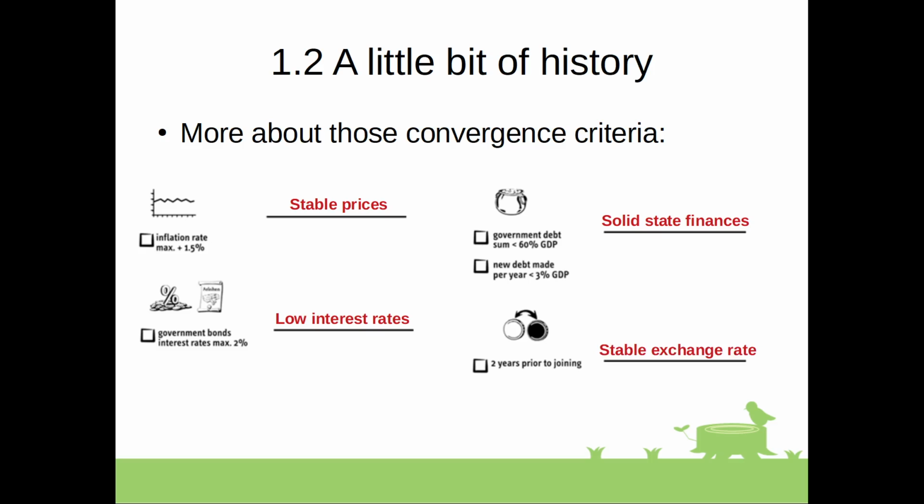Finally, we have the stable exchange rate. So 2 years prior to joining, so not just the day before you want to join, it should be stable. No, already starting from 2 years before you want to join, exchange rates should be stable. Once again, this is necessary to keep everything stable, to keep everything safe for all the members in the union. These four criteria are very important to me. You need to know them. Also be able to explain a little bit.